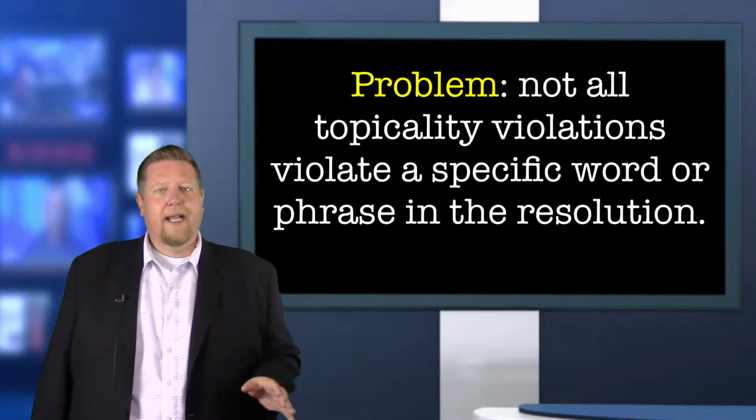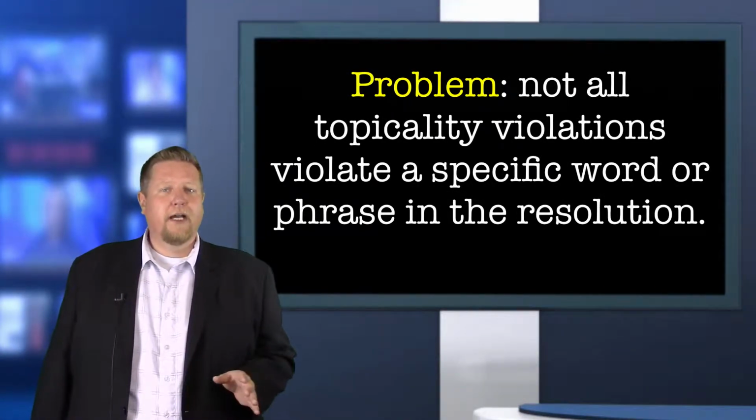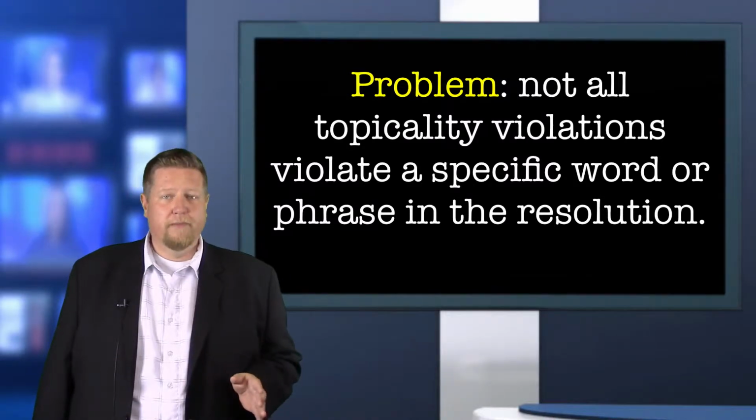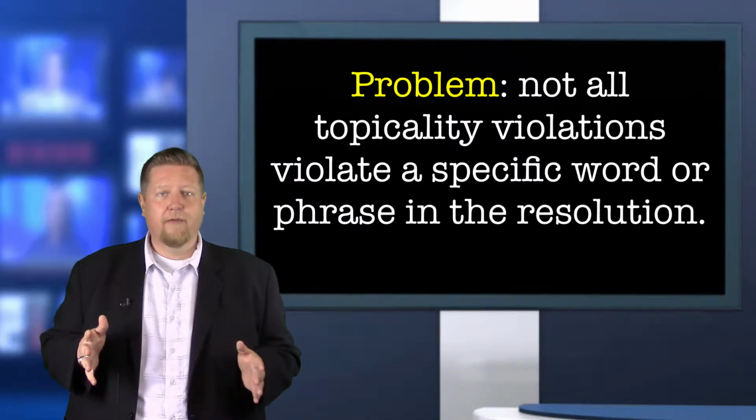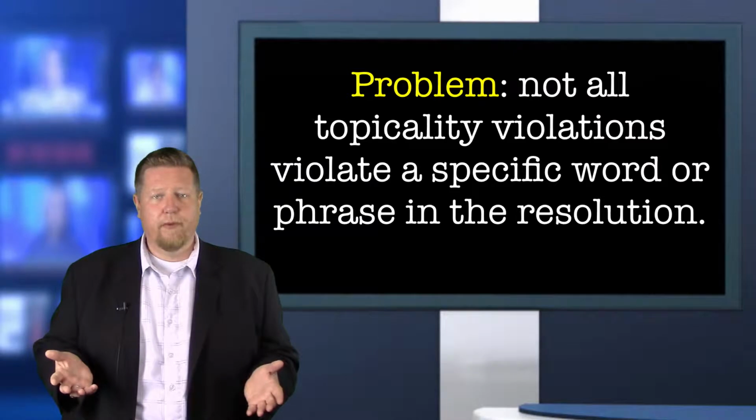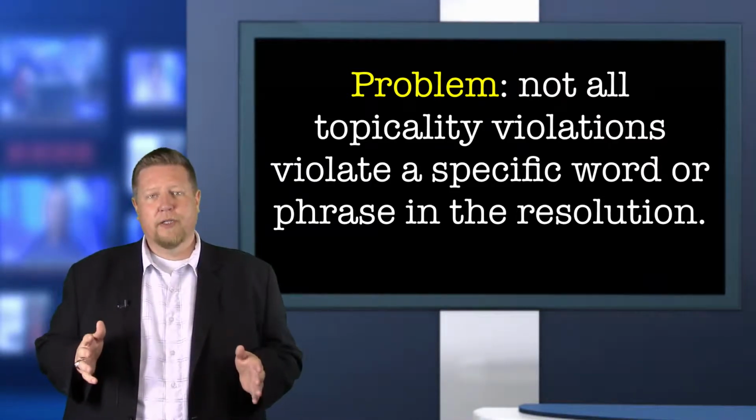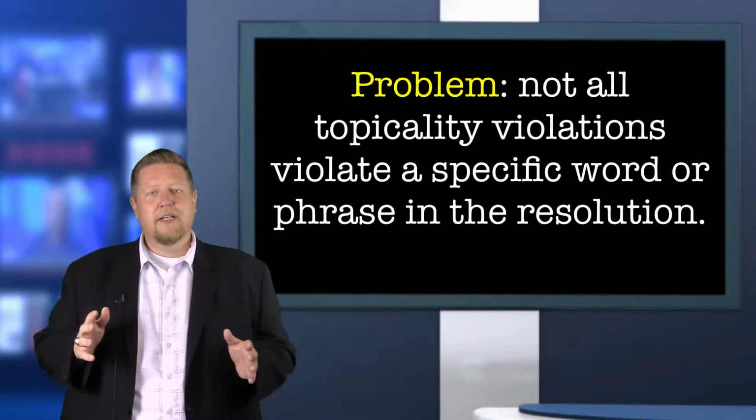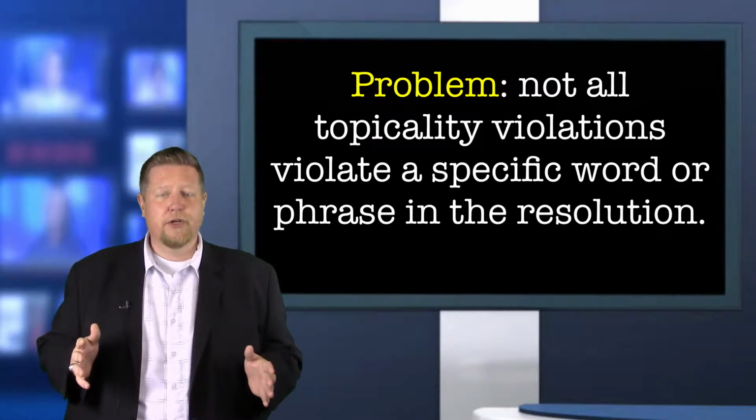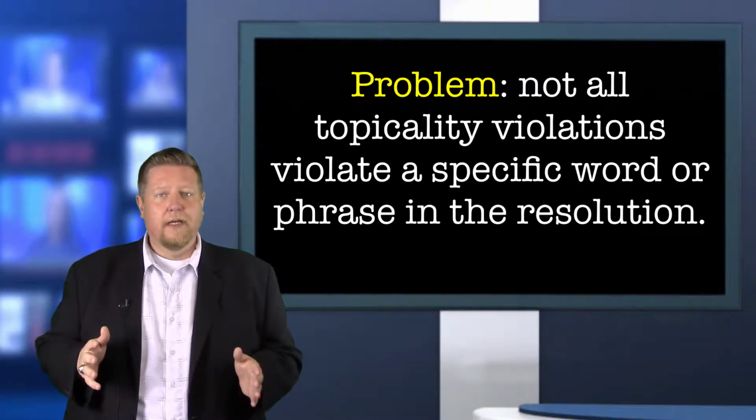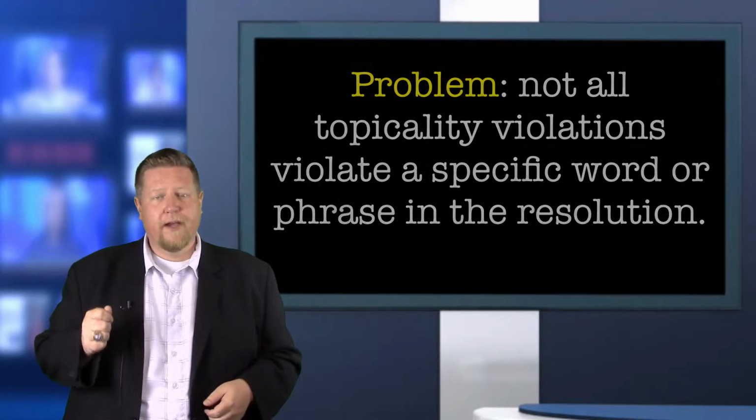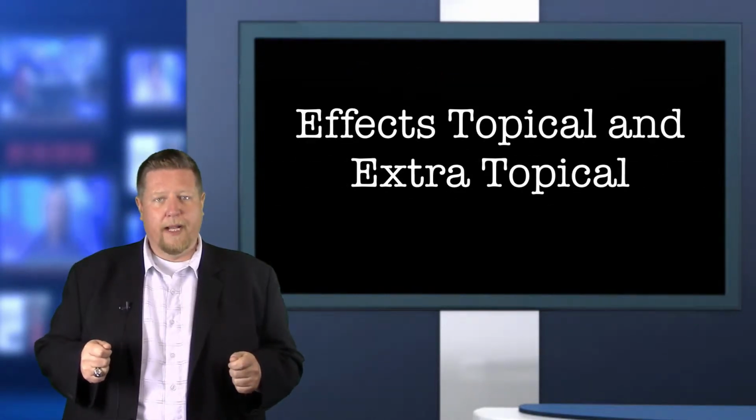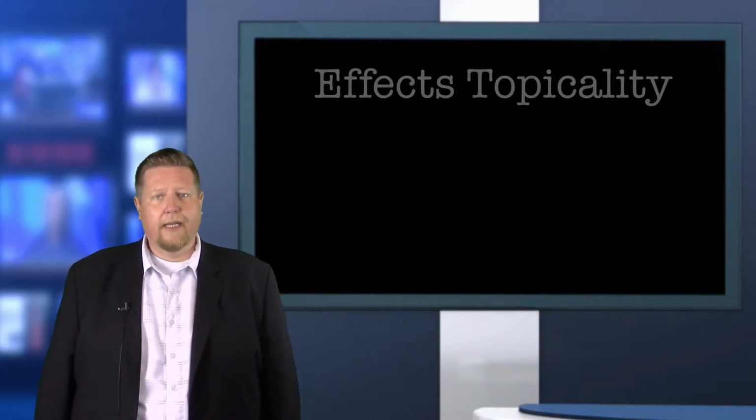But the standard topicality argument assumes that there's a clear violation of one or more words in the resolution, that the plan doesn't really rely on the federal government, or that the plan is not substantial, for example. But it is possible that the proposed affirmative plan doesn't technically violate any of the words in the resolution, but it's still untopical. And there are 2 ways in which this occurs: effects topicality and extra topicality. Let's start with effects topicality.